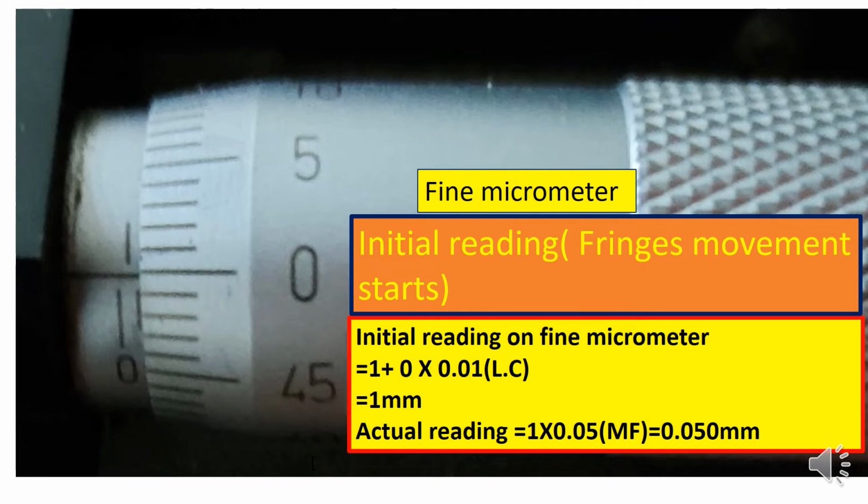The 0 is matching on the circle scale, with the least count which we have determined earlier. So the total value will be 1 mm. This is the measured value, but the actual value will need the multiplying factor. So 1 multiplied by 0.05, that is the value: 0.05 mm. That is the initial reading, when the movement of fringes has not started.